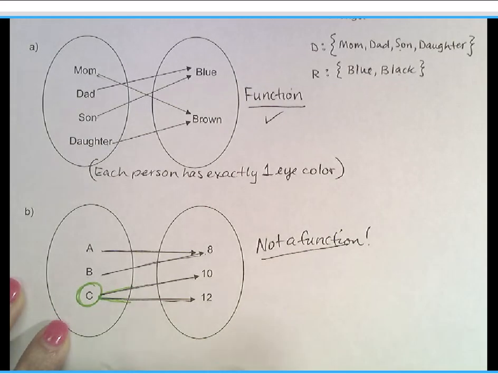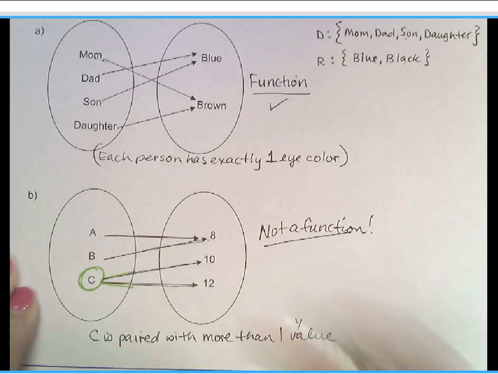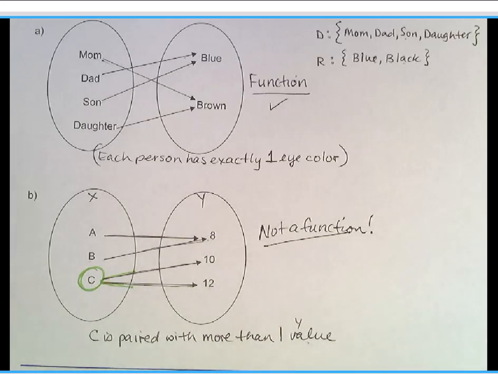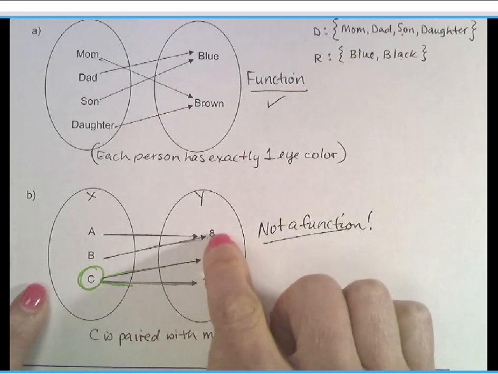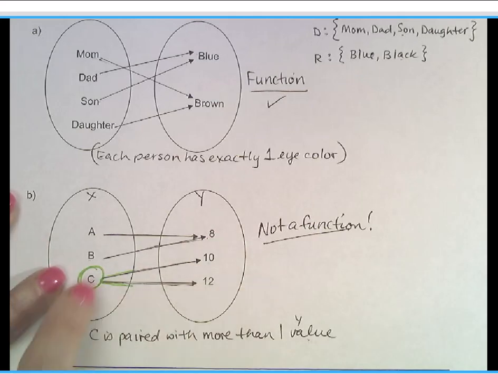And the reason is C is paired with more than one Y value. If these are your X's and these are your Y's, then C is paired with more than one Y value. So that one's not a function, so we don't have to list the domain and range because it said only list it if it's a function. You do notice it was okay that 8 was shared. You just can't go the other way. You can't have an X value with 2 arrows. That's the thing you want to look for.